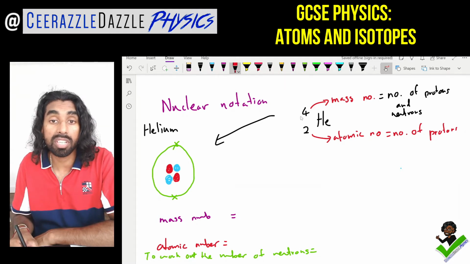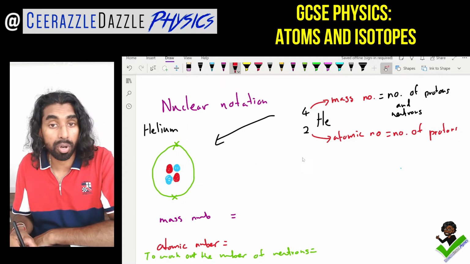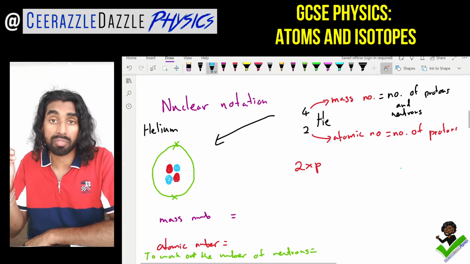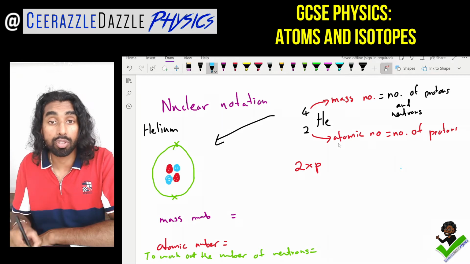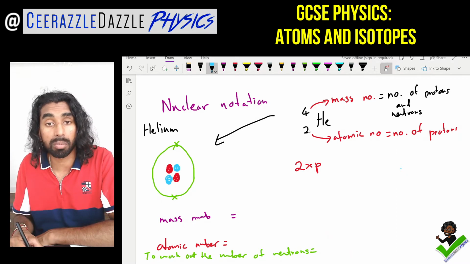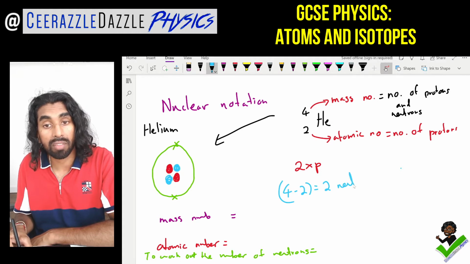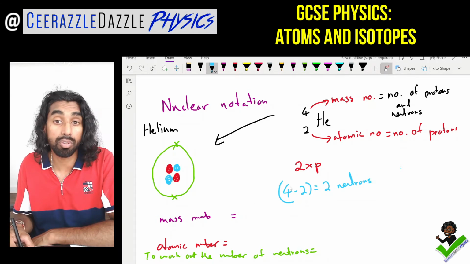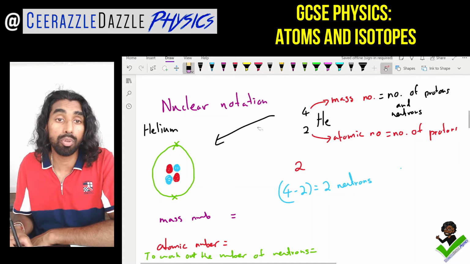Wonderful stuff. Now, using this notation, we can work out the number of protons and neutrons. The bottom number is the number of protons. Therefore, I have 2 protons, which is true. Look, I've got 2 red protons over there. To work out the number of neutrons, you take the mass number and subtract the atomic number. So 4 minus 2 is equal to 2 neutrons. So you have 2 neutrons present. Look, we've got 2 blue ones over there. So we've got 2 neutrons and 2 protons.